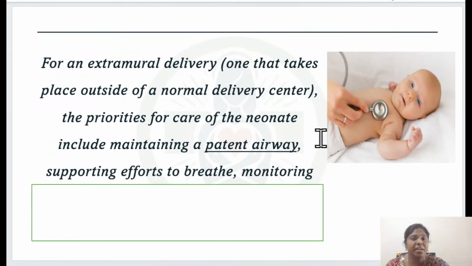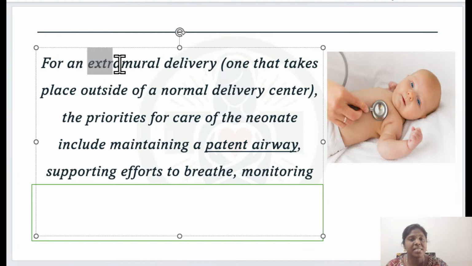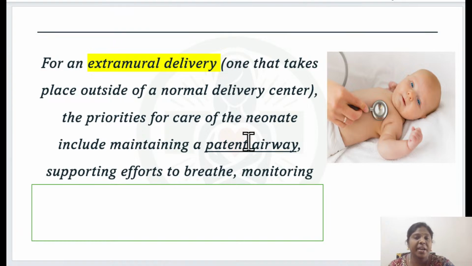Next, for an extramural delivery, one that takes place outside of a normal delivery center. Usually we call it a booked case or unbooked case. A booked case is when she regularly visits a hospital for checkups and antenatal visits, that is called a booked delivery, right. But if the delivery is happening extramural, outside of the hospital, outside of the healthcare facility, the priorities for care of the neonate include a patent airway. So we will also be monitoring the patent airway of the baby and supporting efforts to breathe, and we will also be monitoring other things.